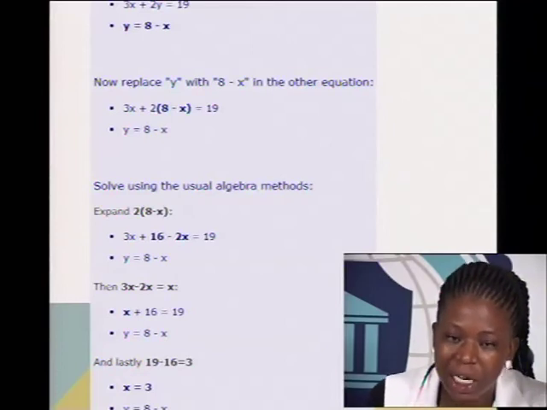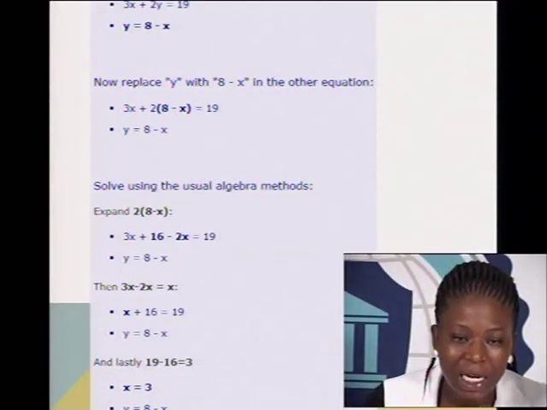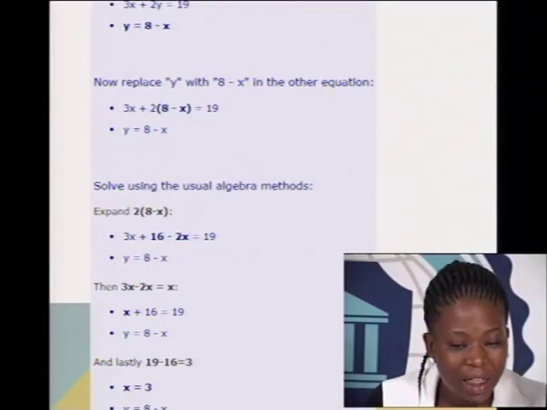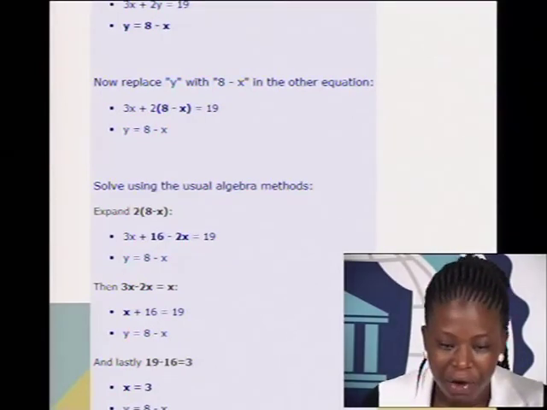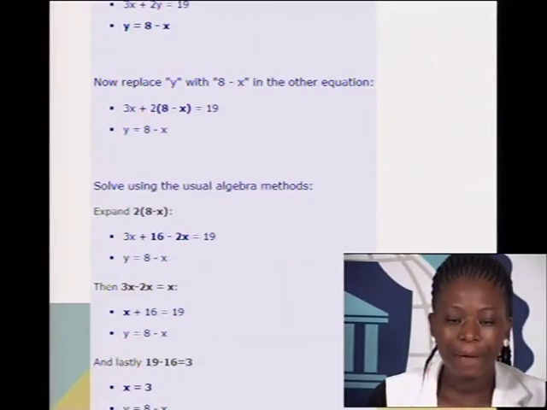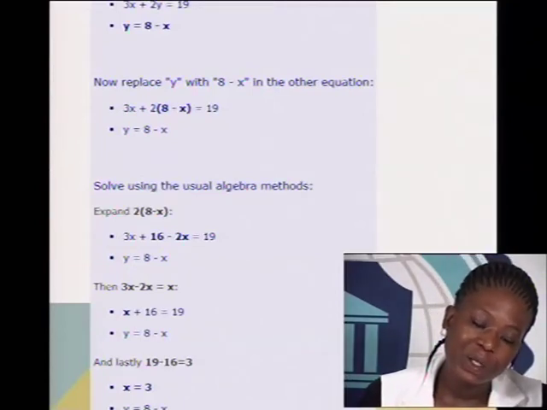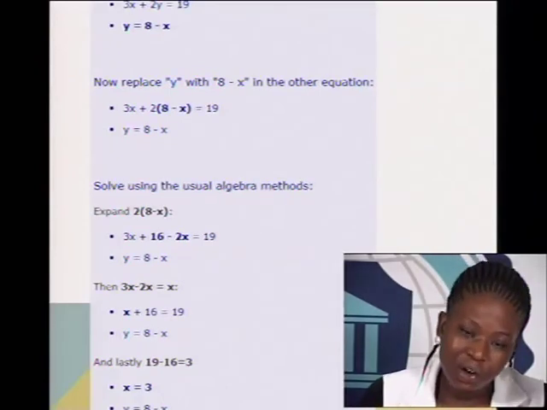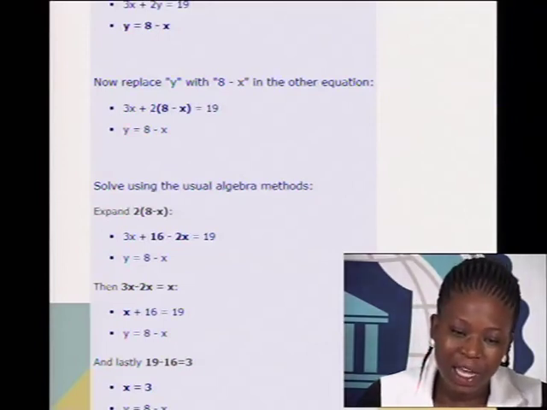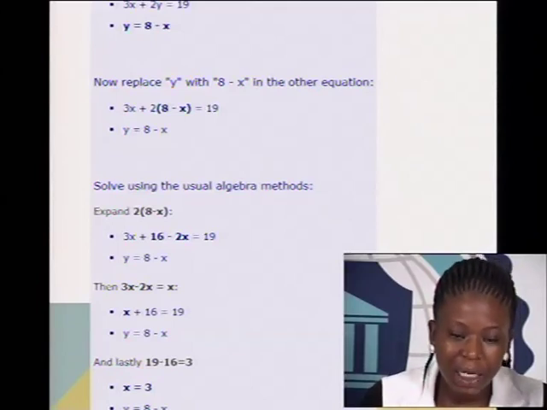Now that 8 minus x is the new value of y. In the first equation, you have 2y. Where there's y, you should put 8 minus x, because we are saying now y is equal to 8 minus x. Now when you open up the brackets, you will no longer have y. You are only going to have x. Then you have 3x plus 2 multiplied by 8, and also 2 multiplied by negative x is equal to 19. Then that will give you 3x plus 16 minus 2x is equal to 19.